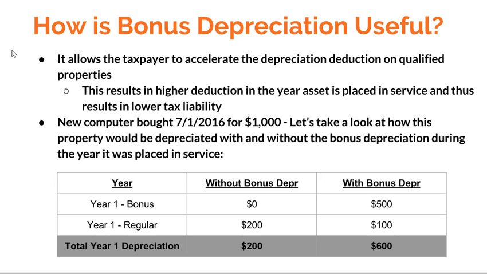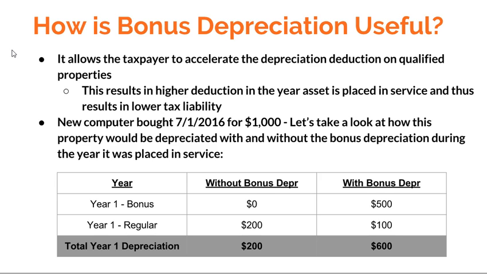Let's take a look at an example. Let's say a taxpayer buys a brand new computer for $1,000 on July 1st of 2016. Now, for this computer, the taxpayer would have been able to deduct $200 in year one as a regular depreciation expense without taking into consideration the bonus depreciation.